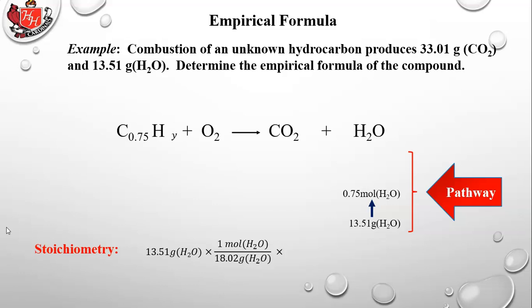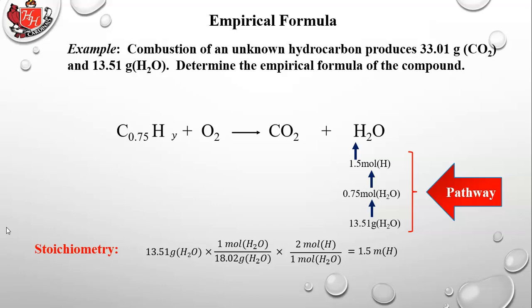Now, our bicycle needs 2 wheels for every 1 bicycle. Our water molecule needs 2 moles of hydrogen for every 1 mole of water. So we do that conversion in our stoichiometry, 2 moles of H for every 1 mole of H2O. And that gives us 1.5 moles of hydrogen. That's how many moles of hydrogen we collected.